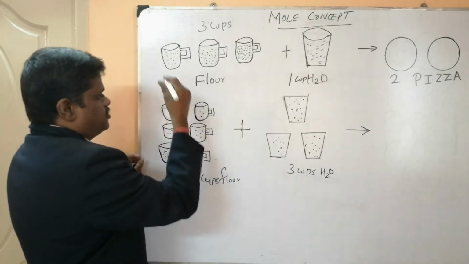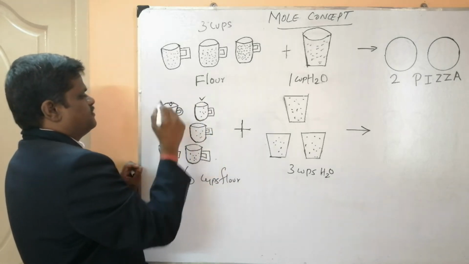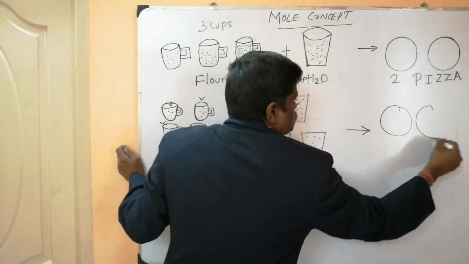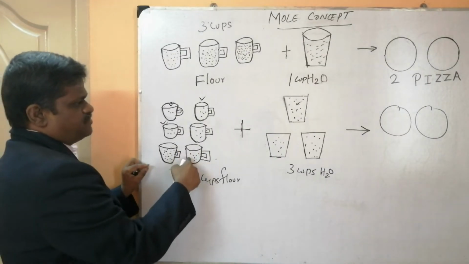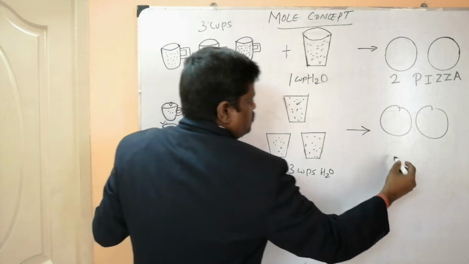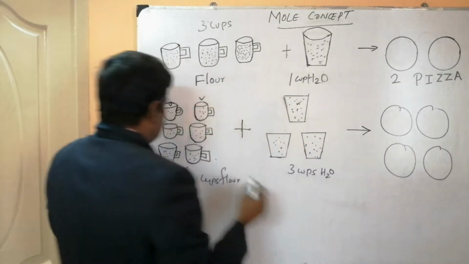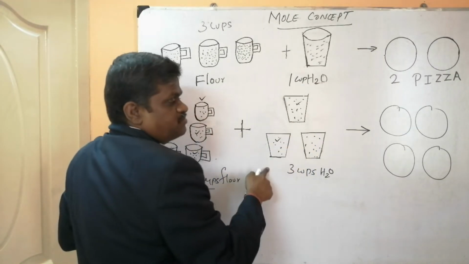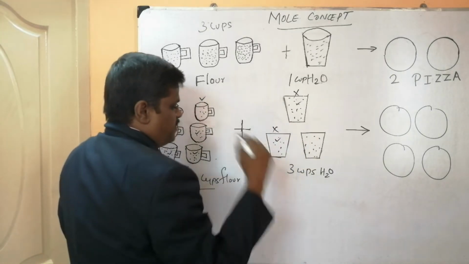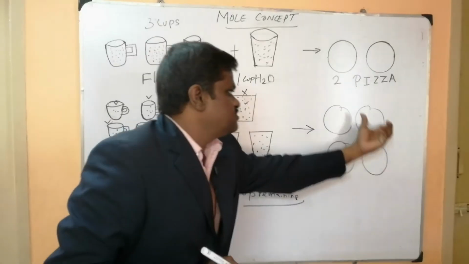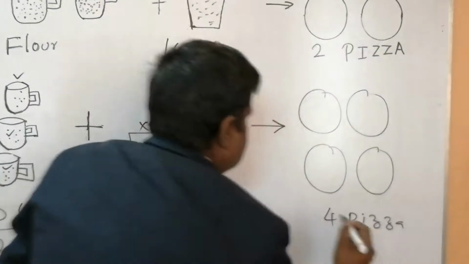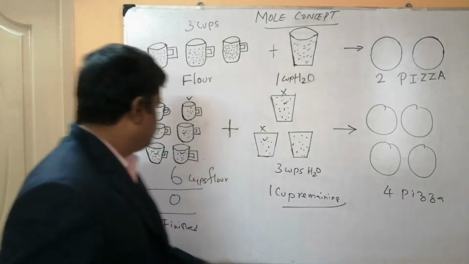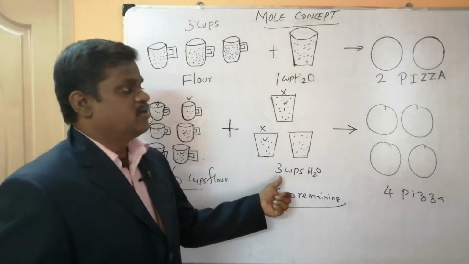So to make 2 pizzas, you first pick up 3 cups of flour, the first set, and 1 cup of water, so you can make 2 pizzas. Another 3 cups of flour and 1 cup of water make 2 more pizzas. Now the flour is finished, so 0. Now 2 cups of water are used and 1 cup is remaining. So how many pizzas did we make? Total 4 pizzas, from 6 cups of flour and 3 cups of water.